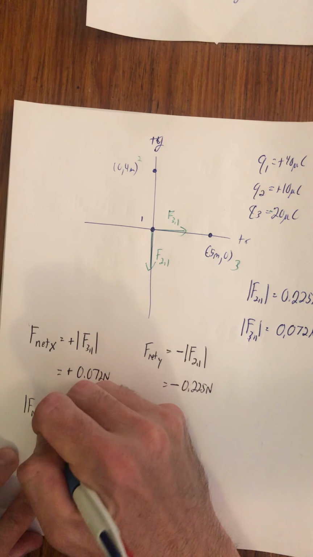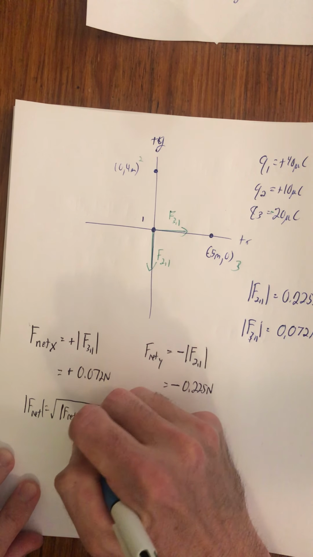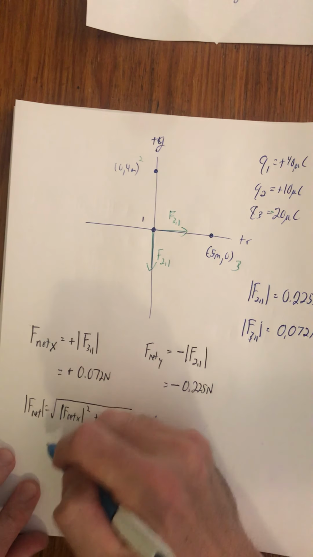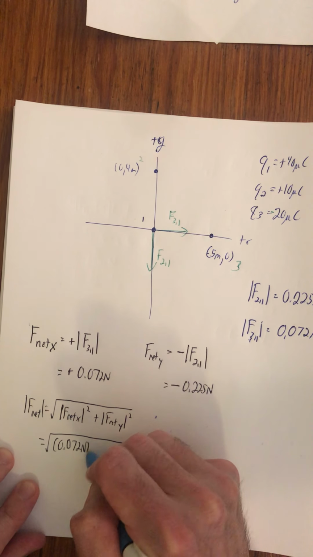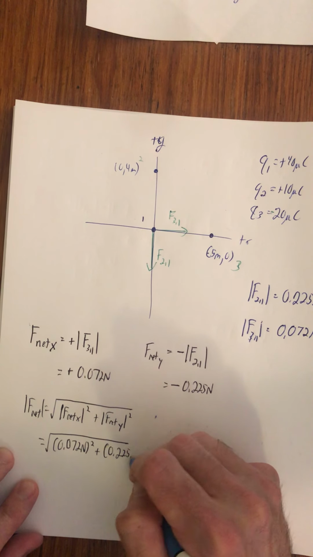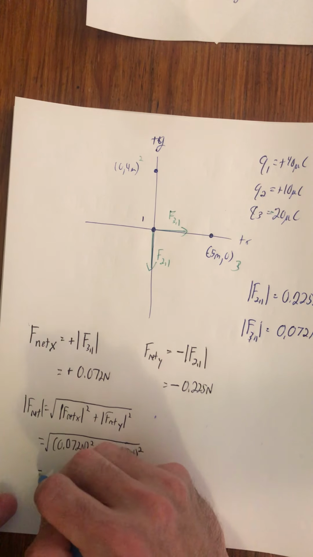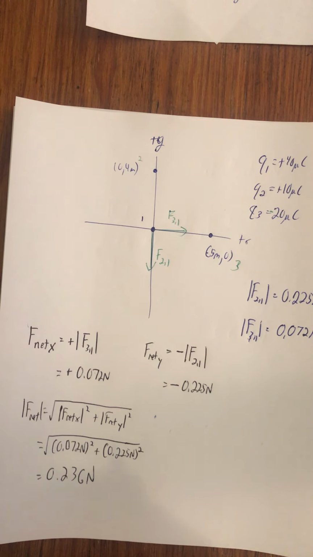Well, we know that the magnitude of the net force is going to be the square root of the sum of the squares of the components of the resultant. And so that is then 0.072 newtons, quantity squared, plus this, which is 0.225 newtons squared. And so I put that in my calculator. 0.072 squared plus 0.225 squared, square root of quantity. And that gets me 0.236 newtons, but that's not enough. I need to know the direction of that.